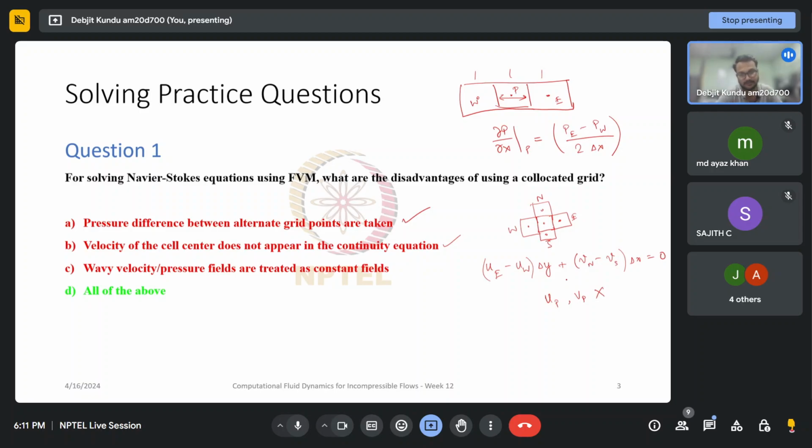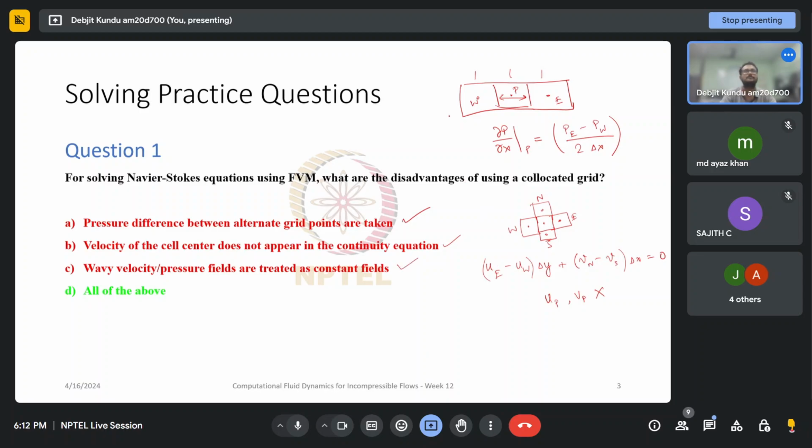So this is also a disadvantage, because if you're trying to solve the continuity at some cell, at least the velocities in that cell should appear, right? You're only dealing with the neighboring points. What use is that? So this is also another disadvantage. Then of course, this is same as finite difference method as well, that if wavy velocity or pressure fields are used, they basically appear as constant fields.